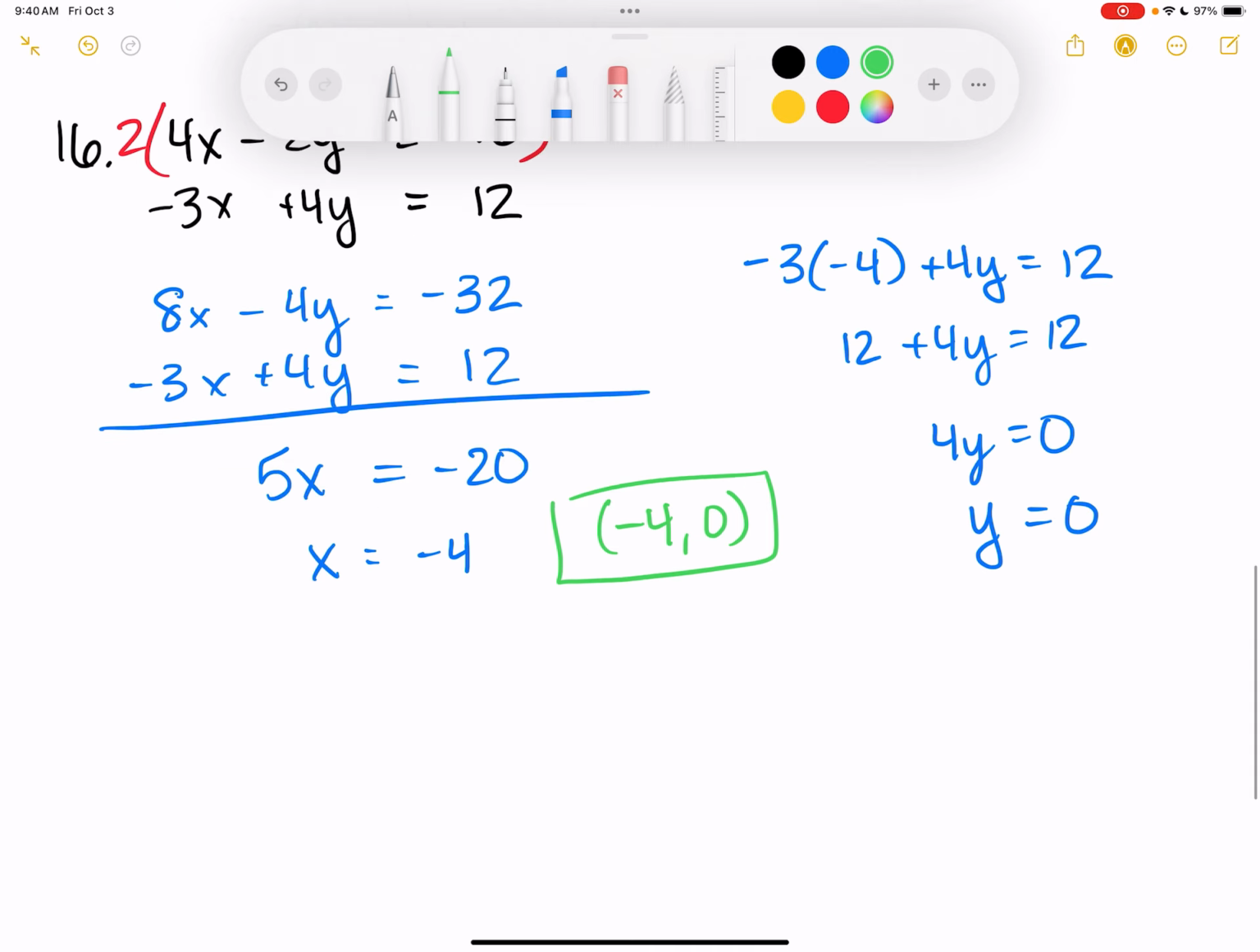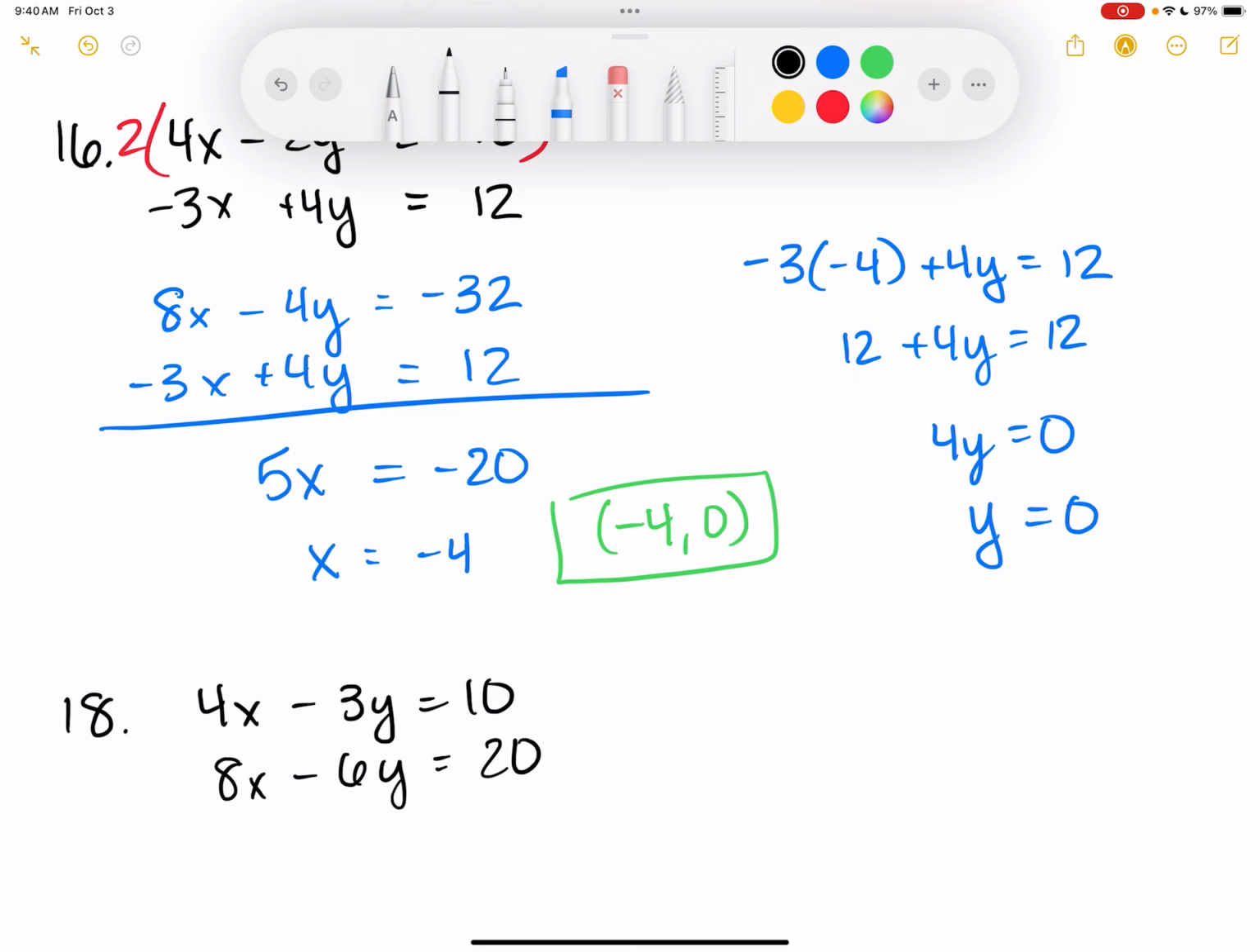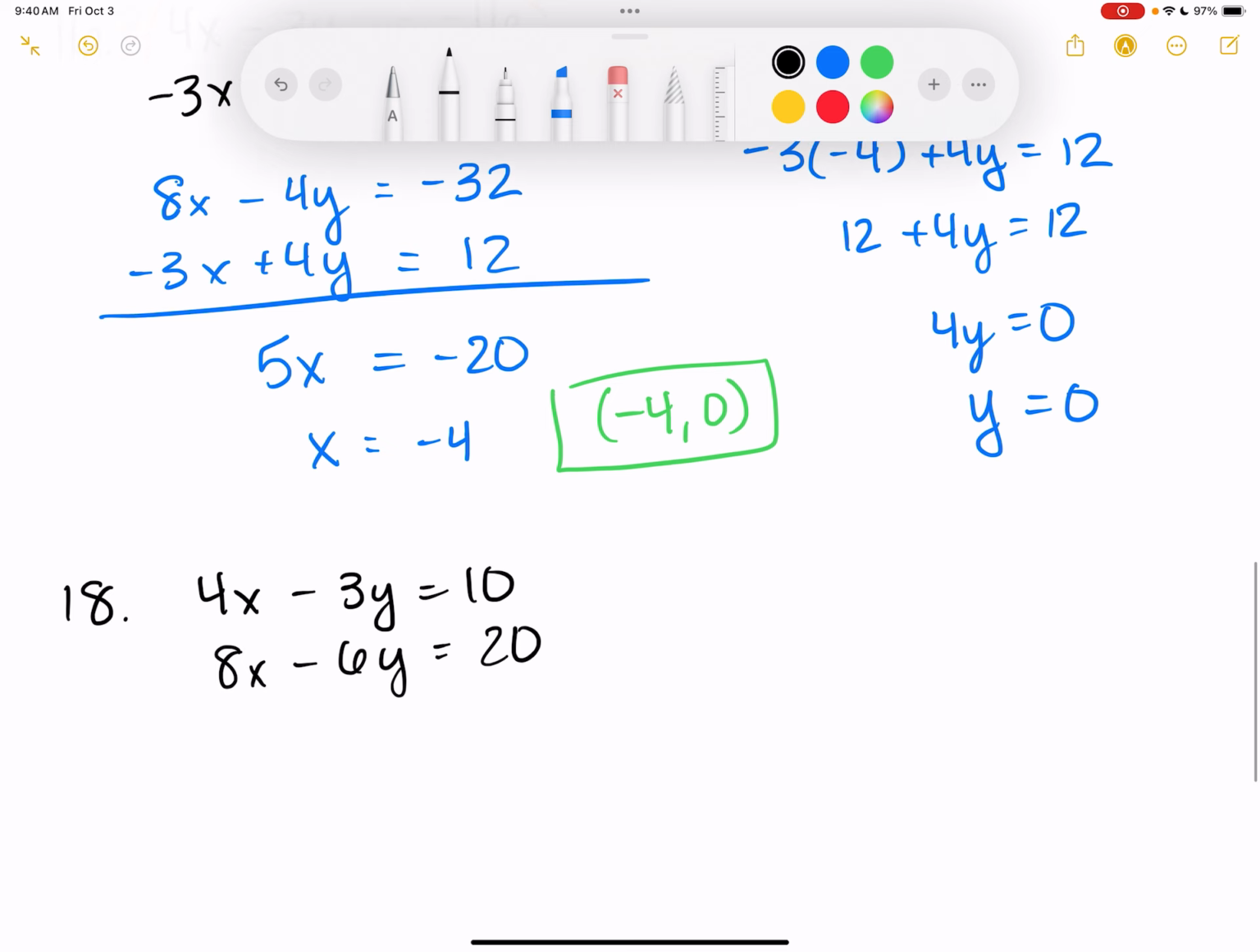18. 4x minus 3y equals 10, and 8x minus 6y equals 20. So I don't have anything that's already the same number, opposite sign, so I need to multiply one of the equations by something. So, any idea? Top equation by -2. Yep, because that'll give us opposite signs for sure.